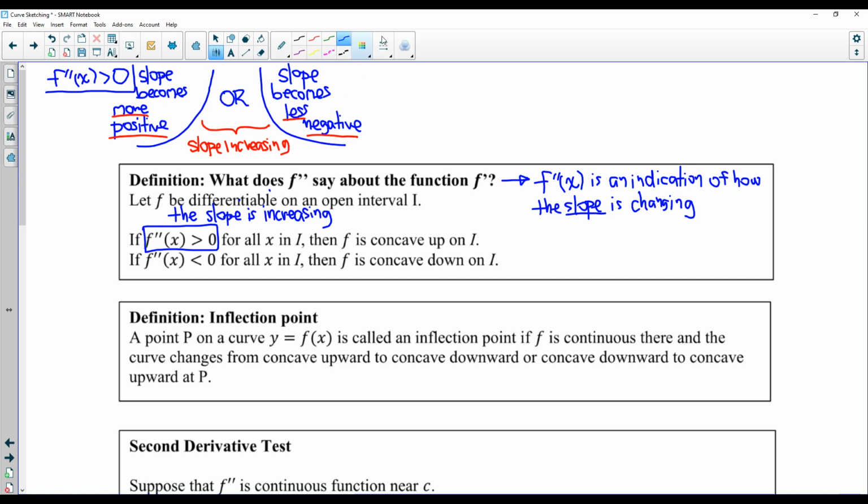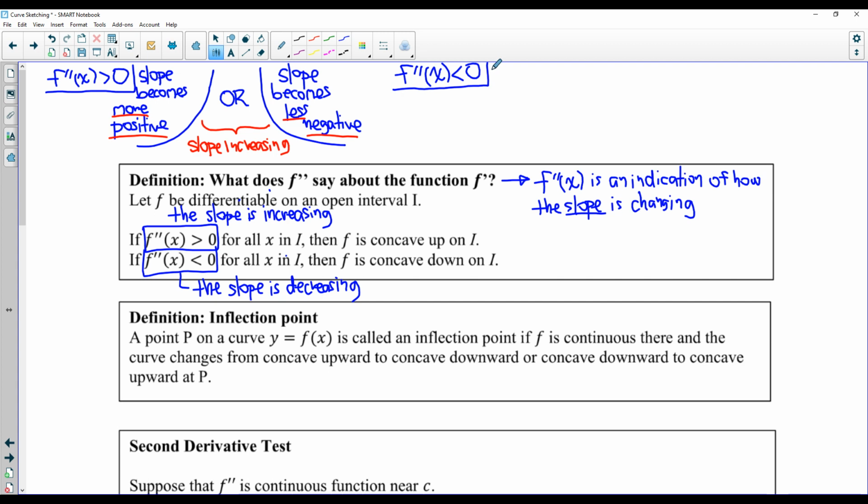Now, let's look at the scenario where we have f double prime of x less than 0. If f double prime of x is less than 0, that means that the slope is decreasing. And just like above, there are two ways where this can happen. So we'll write down f double prime of x less than 0.